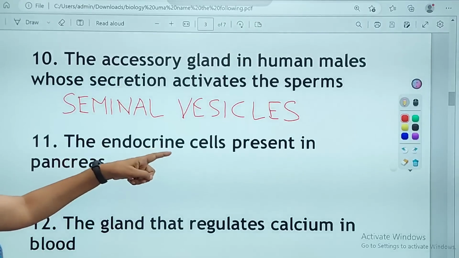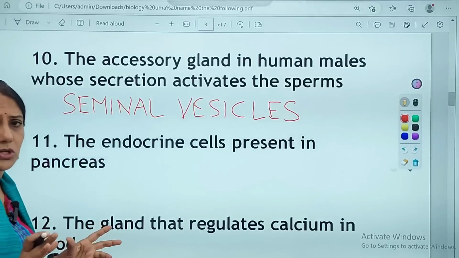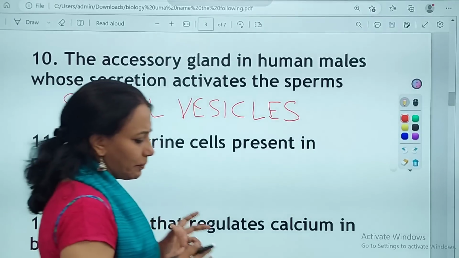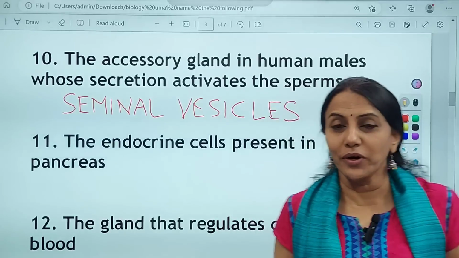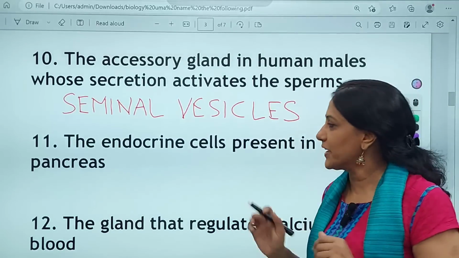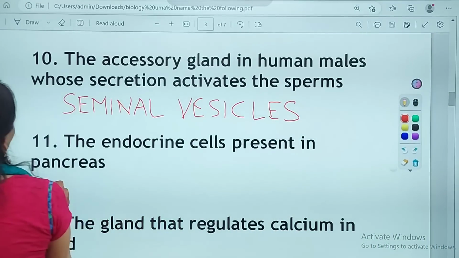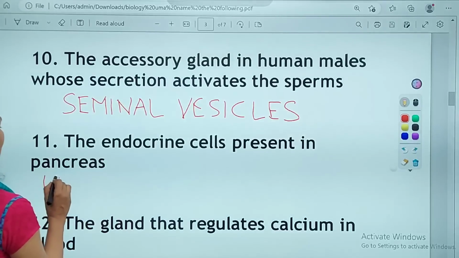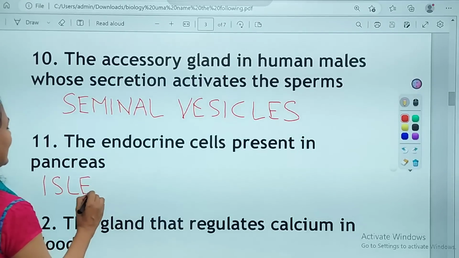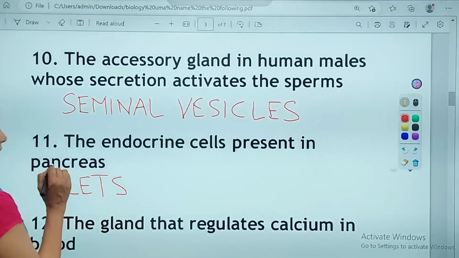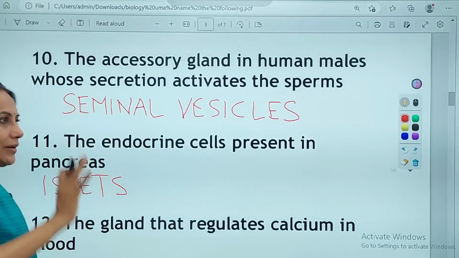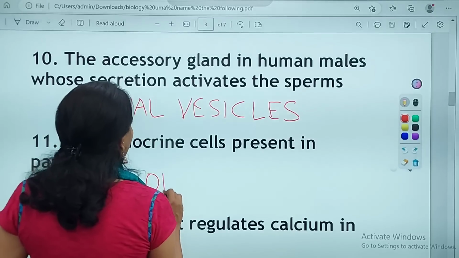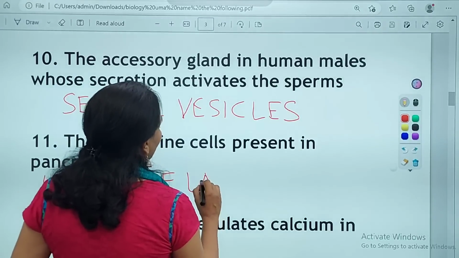The endocrine cells present in pancreas. As all of you know, there are lots of endocrine glands that we have. And the pancreas plays a very important part. And this question, I can tell you, is complicated and very often comes, and therefore I would urge you to listen carefully. The endocrine cells present in pancreas are called the islets of Langerhans. What does islets mean? Islets means they are small cells. They are actually like islands in the organ, the pancreas, and they are called islets of Langerhans, and they have a very important function.